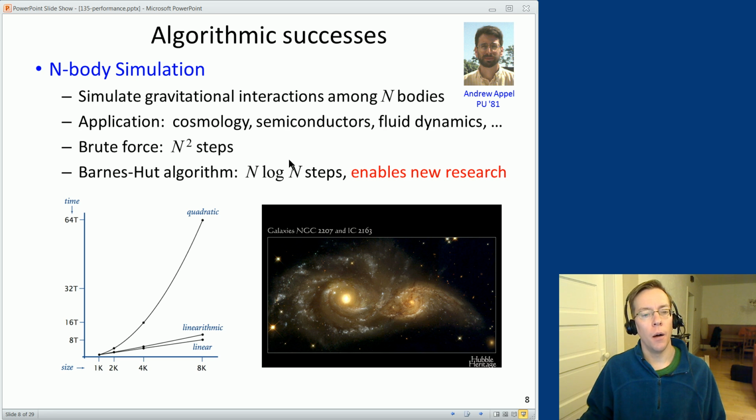There's a better way to do this, the Barnes-Hut algorithm. Andrew Appel, in his senior thesis at Princeton, worked on this. Basically you can split stuff up and not necessarily compare against all other particles. You can summarize some of the ones that are more distant and get an algorithm that takes n log n. And this allows researchers, be they in cosmology or fluid dynamics, to research things they weren't able to research, or research it at a level of granularity that wasn't possible with the slower algorithm.